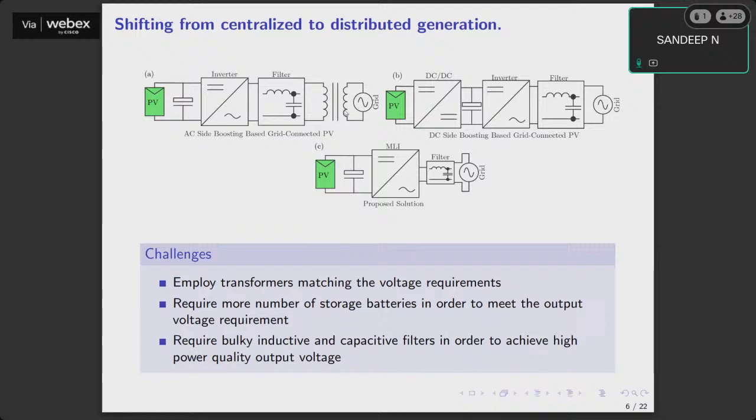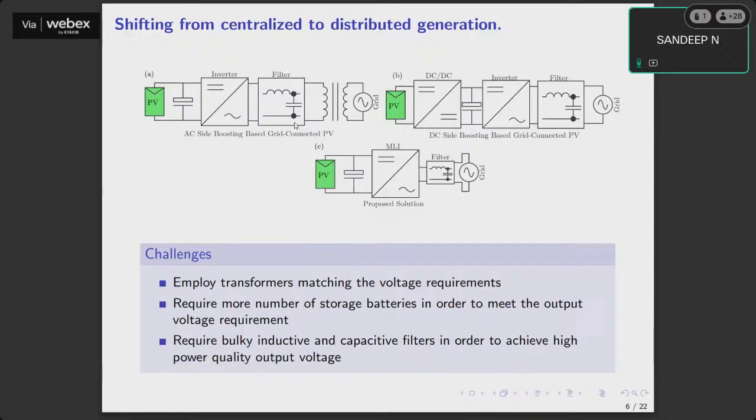We use a transformer to step up the voltage, and then we synchronize them. Since the transformer is directly coupled to the grid, it has to be a low frequency, 50 hertz transformer, and its function is to make sure the voltage matching happens between the two.